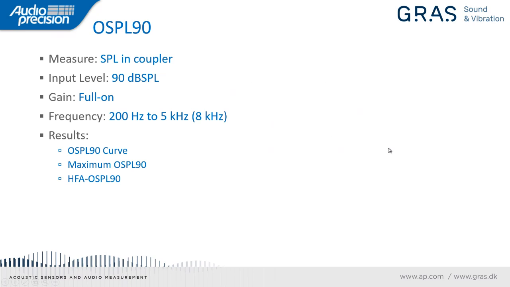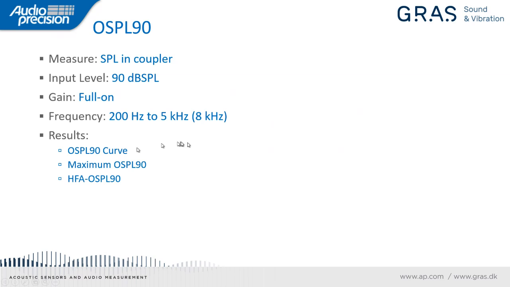So first, the OSPL 90. This stands for the output sound pressure level for an input of 90 dB SPL. So we're going to measure the sound pressure level in the coupler connected to the hearing aid with a microphone at an input level of 90 dB SPL, with the gain of the hearing aid set to full-on gain or maximum volume. And the frequency range is typically 200 hertz to 5 kilohertz for the production test standards, and it would extend out to 8 kilohertz for the IEC 60118 Part 0 standard.